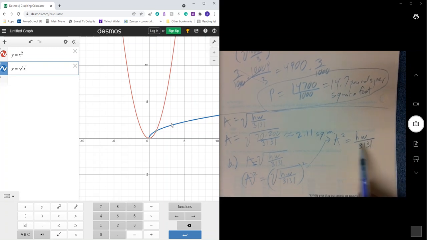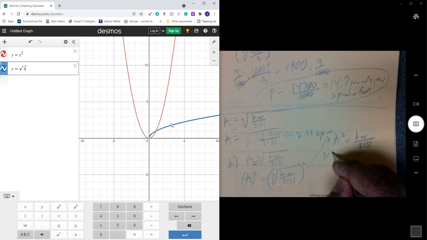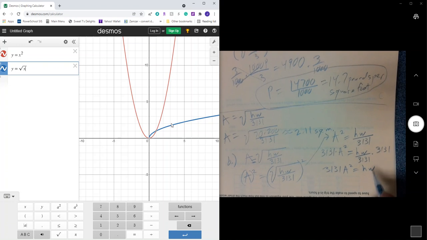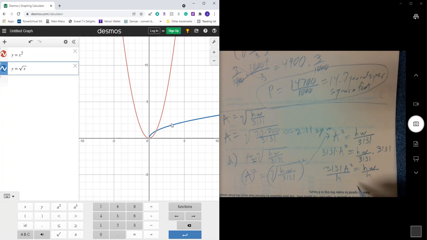Okay, now we have to multiply each side by the 3,131. So it'll be 3,131 A squared is equal to HW. Now we would divide each side by H, and our final answer would be 3,131 A squared all over H is equal to W. That is it.